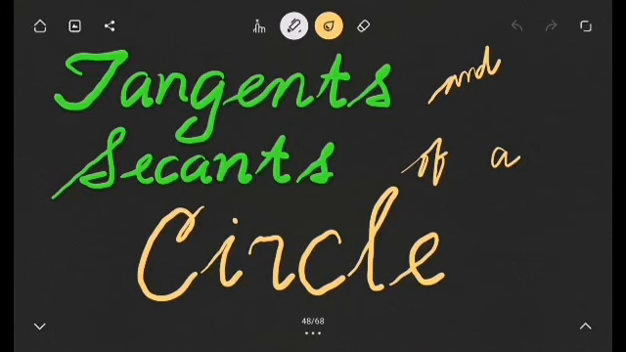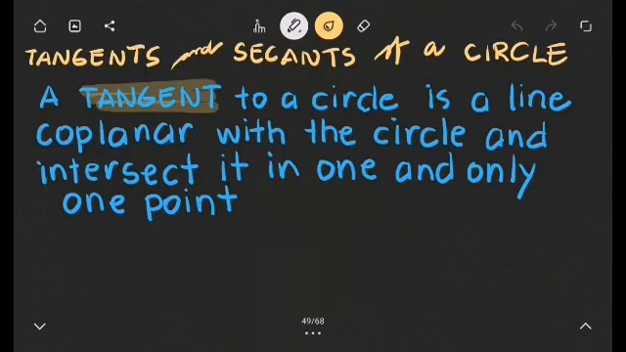Magandang araw mga classmate. Ngayong araw ang pag-uusapan natin ay tangents and secants of a circle at yung iba't ibang theorems na related sa angle formed by tangents and secants. Okay, so alamin muna natin. So ano ba meaning ng tangents and secants?